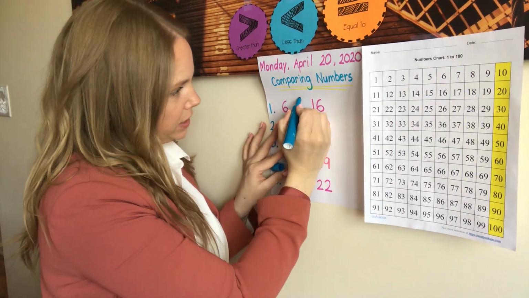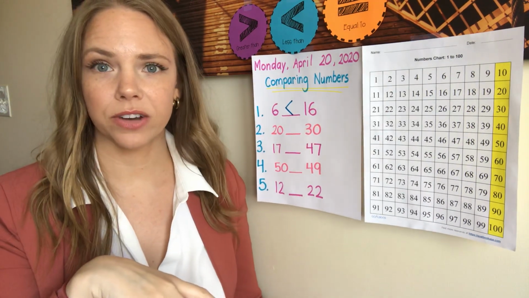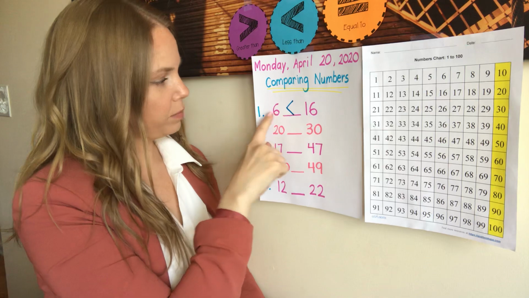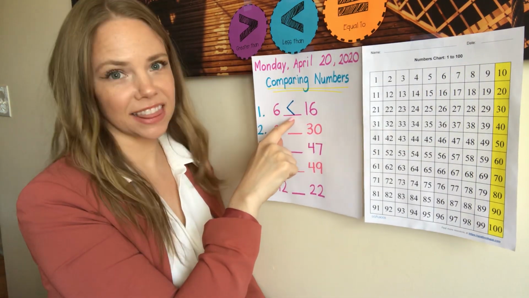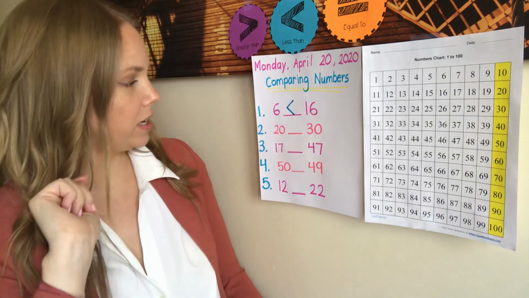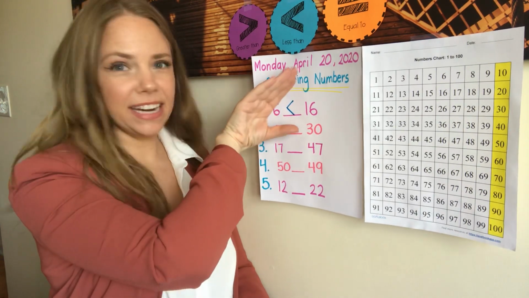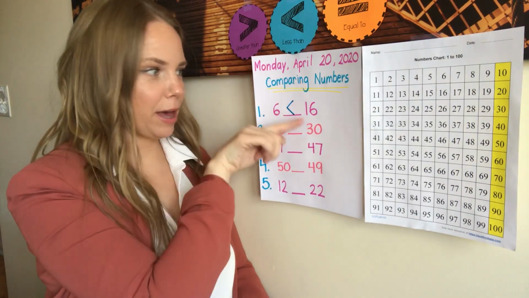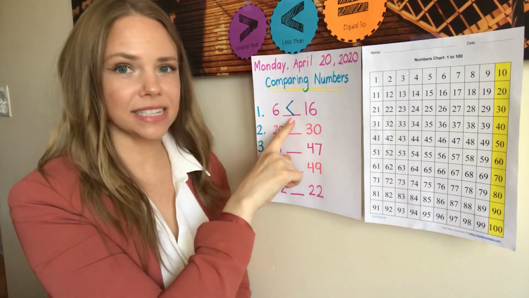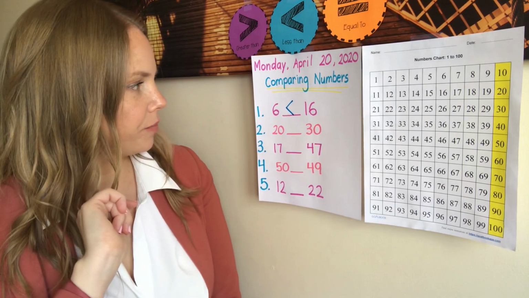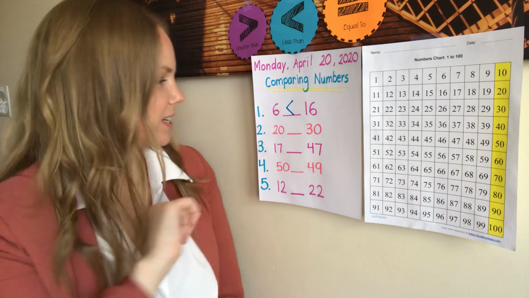6 is less than 16, okay? When you're reading that, because 6 is coming first, we're going to read it as 6 is less than 16. The point is pointing to the smaller number and it's eating that bigger number. Okay, let's read that again. 6 is less than 16. Should we do one more together? Yeah, let's do one more together.